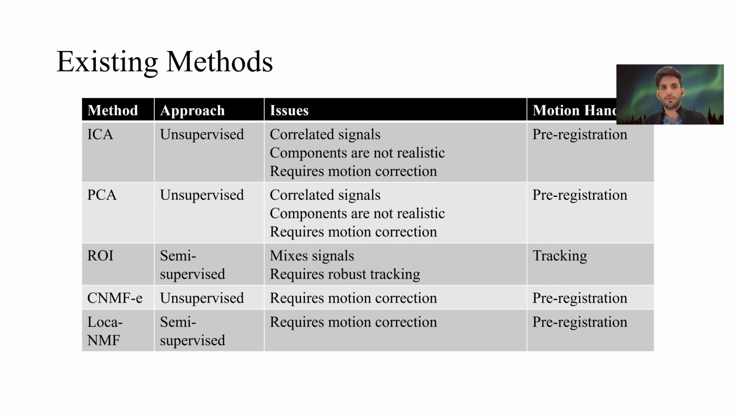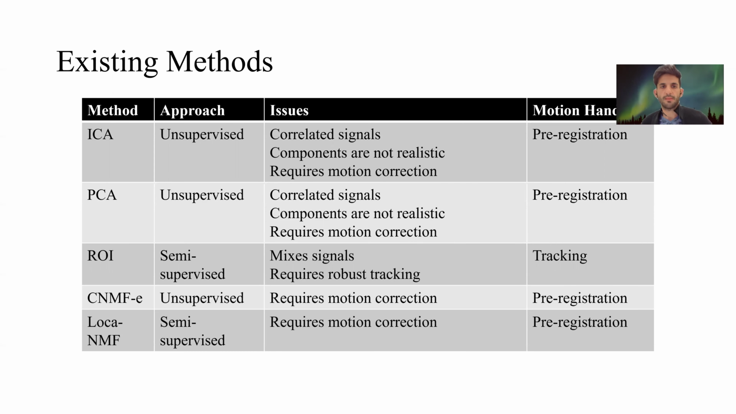On the other hand, there are ROI techniques which are semi-supervised, and usually there's an expert that goes through the images and identifies which regions correspond to a neuron, and then based on the averages of the pixels in those regions, the signals are assigned to certain different components.